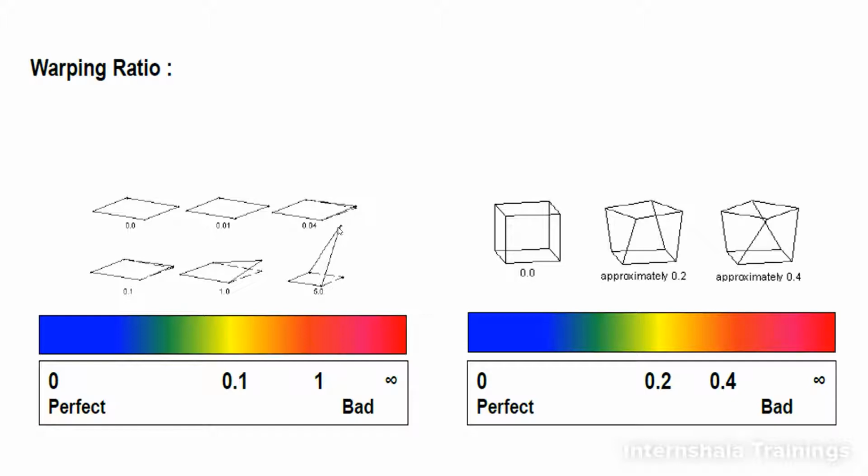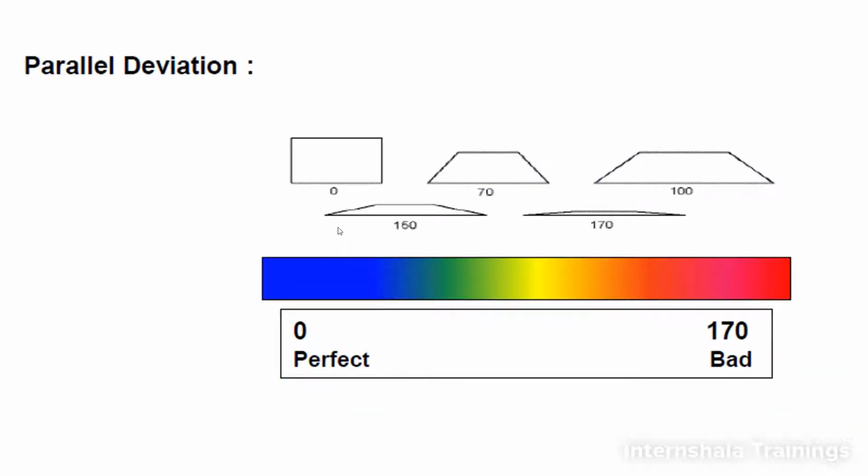Then coming to 3D elements, if the value ranges anywhere from 0 to 0.2 you will get a good mesh, and once it crosses 0.2 to 0.4 it is okay, and if it crosses 0.4 the mesh is not good. Then the next parameter is known as parallel deviation, and this parallel deviation also ranges from 0 to say 170, and if you get a value nearer to 0 then you can say you have built a good quality mesh.